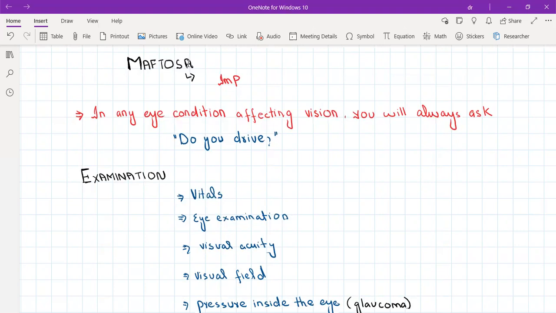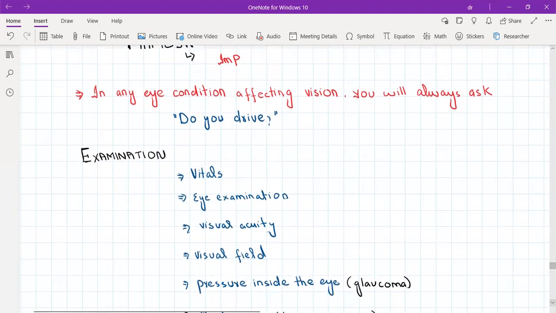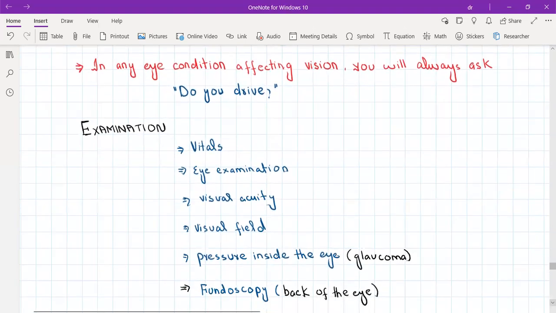Another important thing that I want you to remember is if the eye condition is affecting the vision. Okay, any eye condition affecting the vision, you should always ask, do you drive? Not all eye conditions affect the vision, but in those where the vision is affected, which we will discuss soon, you should always ask, do you drive? Okay, and if the patient is driving, you should advise him not to drive at the moment until their condition is better. And if the vision impairment is permanent, then you will advise them to contact the DVLA and to not drive at the moment because of their safety and others' safety.